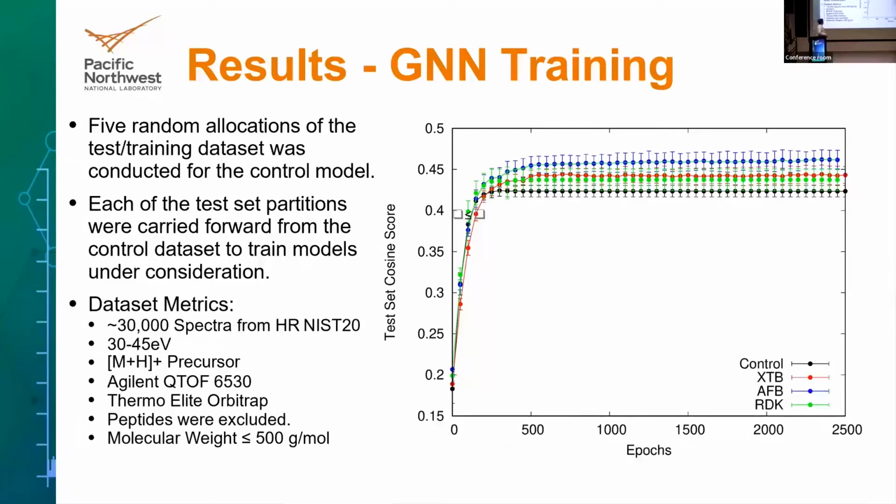So taking a look at the test set cosine similarity score, we can start to see a hierarchy of model performance. We have our control model on the bottom. Then we have the RDKit model as the next best performer. That's the next most complicated model. Then we have xTB, and finally we have the ALFABET bond dissociation energy model as the top performer here.